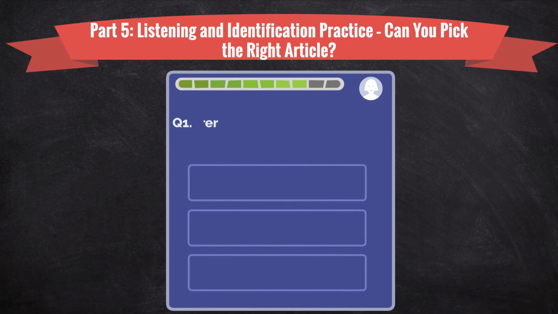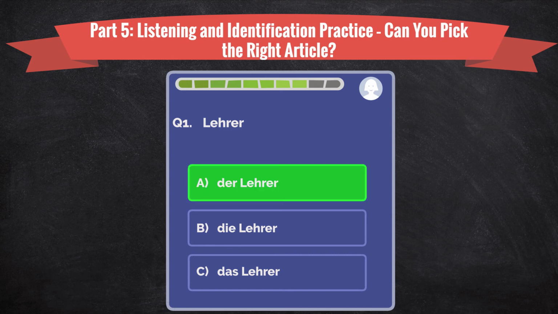Question 1. Lehrer. A. Der Lehrer. B. Die Lehrer. C. Das Lehrer. The correct answer is A. Der Lehrer. The word ends with -er, which is usually masculine.